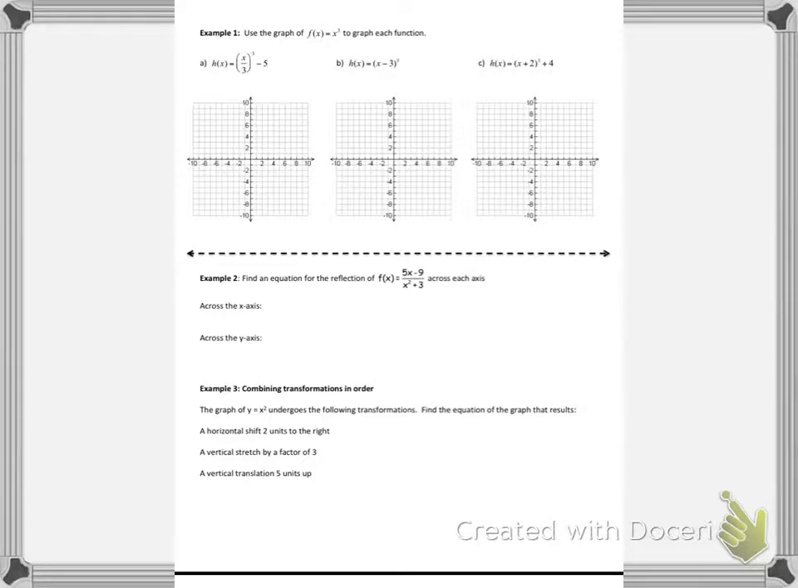So if we took the parent function x squared and we shifted it to the right 2, that would look like that. Horizontal is opposite of what you would think. To go to the right, you'd want it to be positive, but it'll be opposite. To do a vertical stretch of a factor of 3 would give me this, and then a vertical translation up.